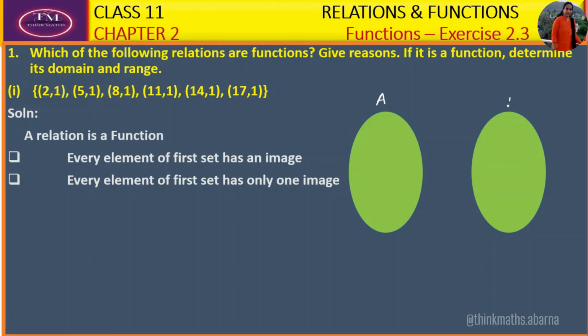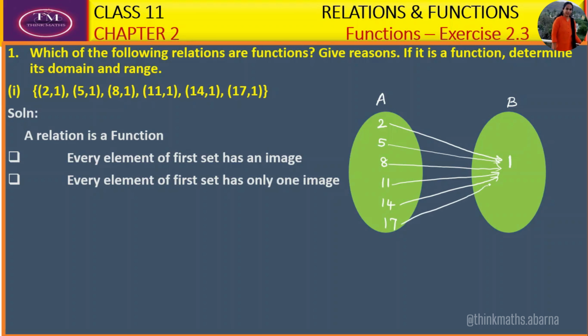The sets, we can name them A and B. What are the first elements? 2, 5, 8, 11, 14, 17. What is the second element? If you check, all are 1. So 1 is in B. 2 is mapped to 1, 5 is mapped to 1, 8 is mapped to 1, 11 is mapped to 1, 14 is also mapped to 1, and 17 is also mapped to 1.